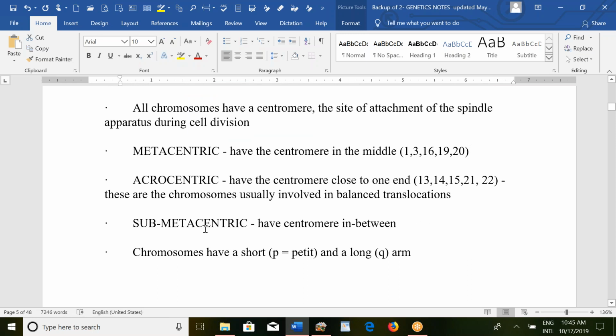So submetacentric chromosomes have a centromere in between the end and the center, in between the end and the middle. So that will be a submetacentric. And chromosomes have a short arm, P, petite, and a long arm, the Q arm.